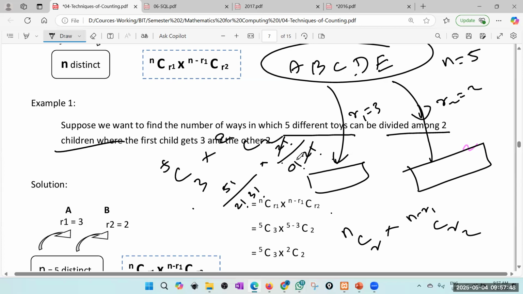Right. So therefore, this is anyway 1. So this is 5 into 4. Then this gets cancelled. 3. And then this is 2. So this is 10 ways.